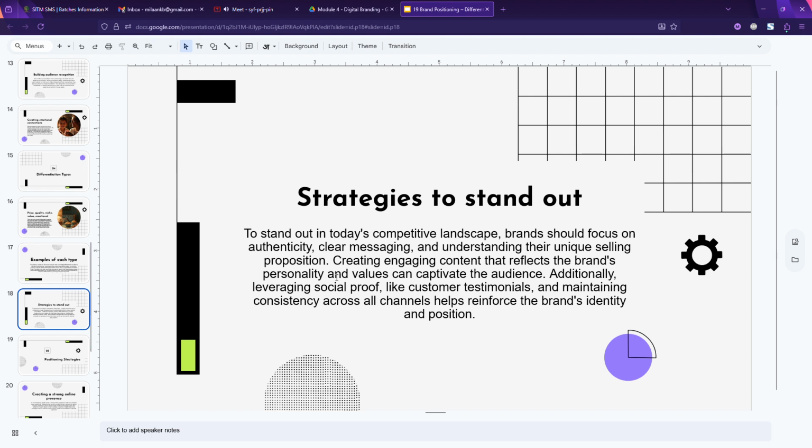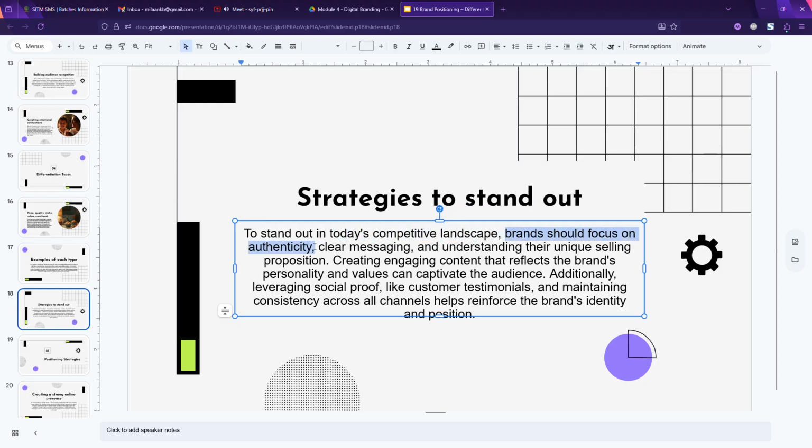Strategies to stand out. So brands should always show authenticity. All of us should be authentic. Nobody likes fake people, fake products, and all those. Then clear messaging and understanding their unique selling proposition. This is USP. So creating engaging content that reflects the brand's personality and values can captivate the audience. Additionally, leveraging social proof like customer testimonials and maintaining consistency across all channels helps reinforce the brand's identity and position.